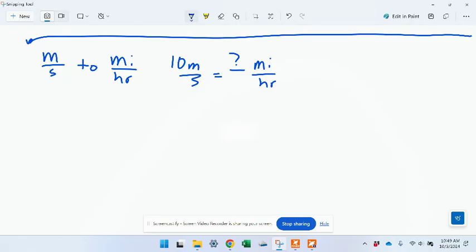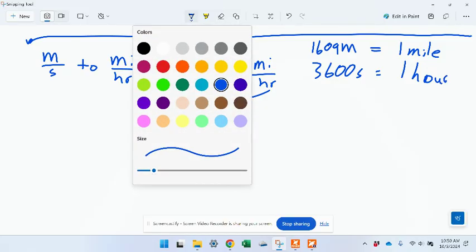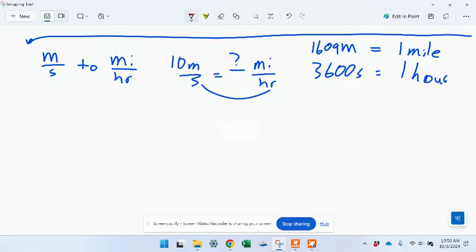Well, the way you would do that is, first off, you're going to have some conversions. You're going to have to know how many meters, and in this case it's 1609 meters equals 1 mile. You're also going to have to know seconds to hours, and of course, hopefully you know that 3600 seconds equals 1 hour. In the process, using dimensional analysis that I would like for us to make sure that we know how to do would be as follows.